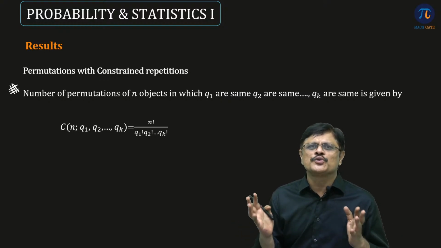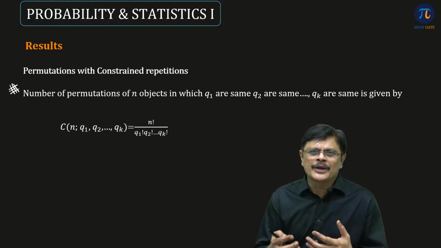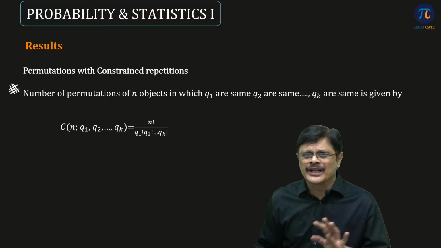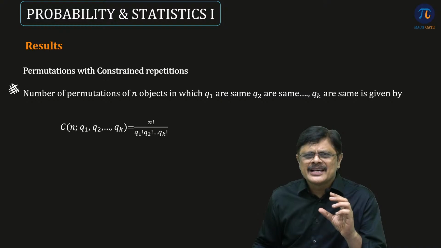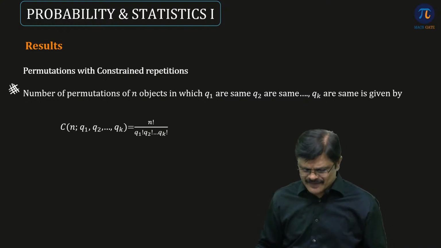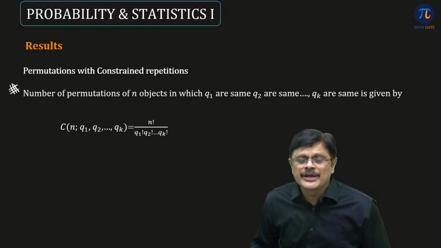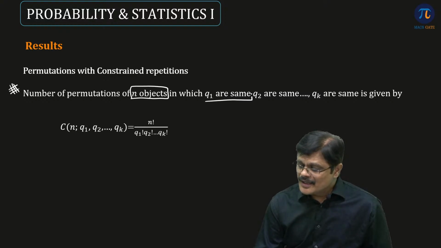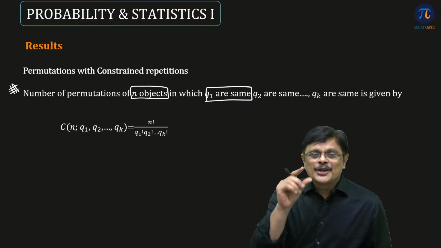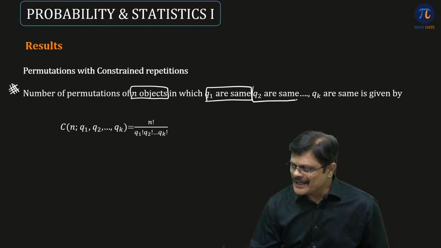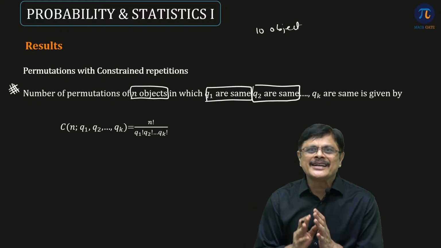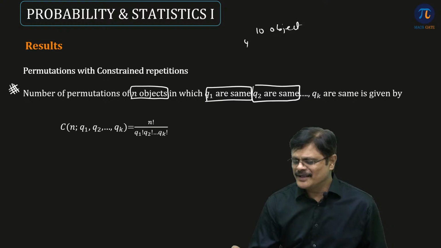But here I just want to see them as formulae and how you can solve this kind of problems when they are asked together with probability. That is what we are trying to see. So I'll try to make it a simple formula-based concept here. Am I clear? Now the question is the number of permutations of n objects. We have n objects in which q1 are the same, that is q1 are same objects, q2 are same. That is, I have like 10 objects, but there are not 10 different objects. 4 objects are same, 3 objects are same, 2 are same, 1 is same, like that.